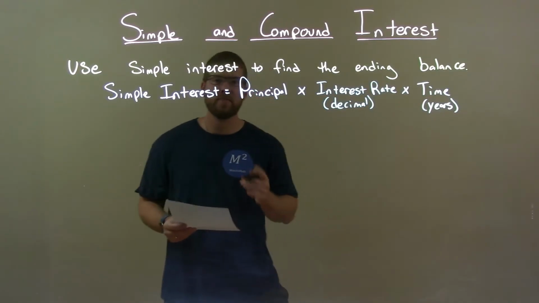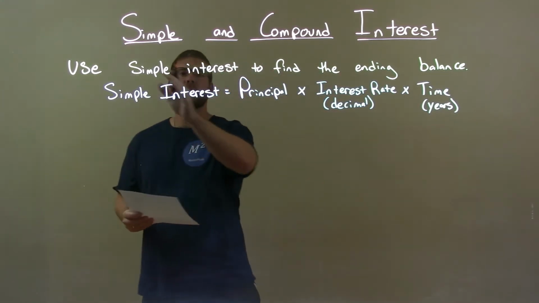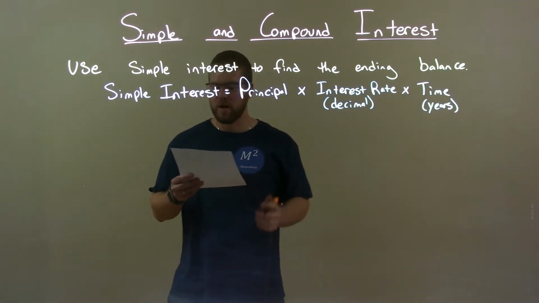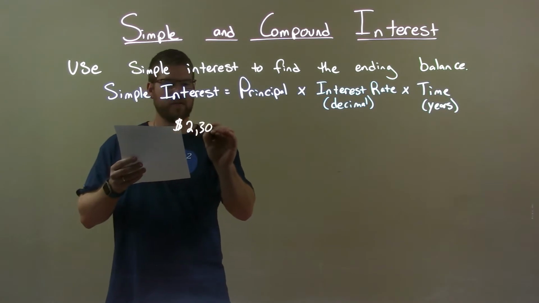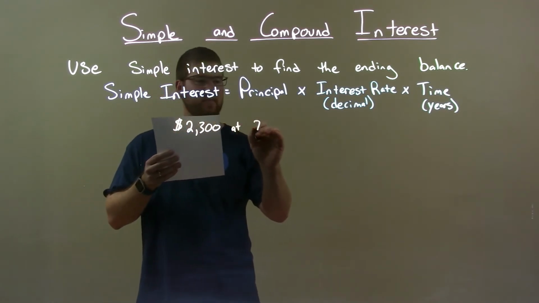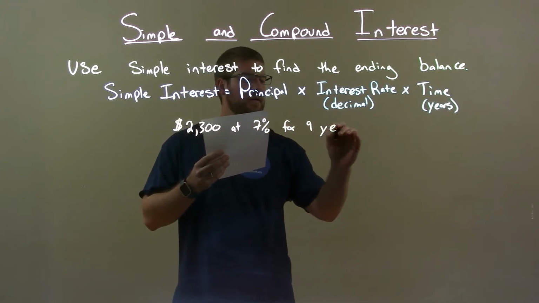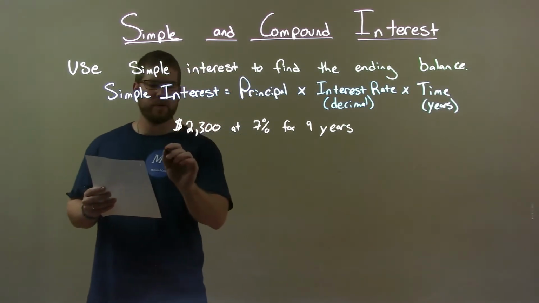Hi, I'm Sean Gannon, and this is Minute Math, and today we're learning about simple and compound interest. Use simple interest to find the ending balance. If I was given this problem, $2,300 at 7% for 9 years, I want to use my simple interest formula.